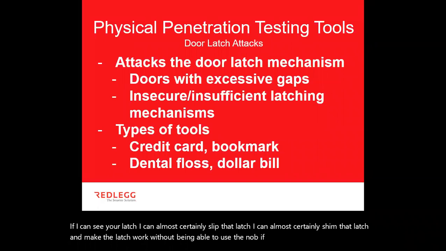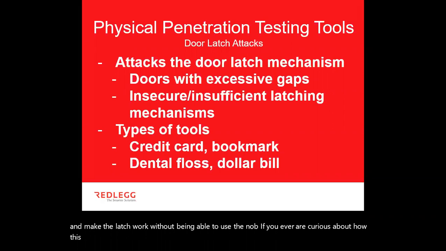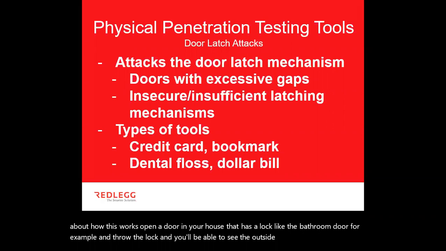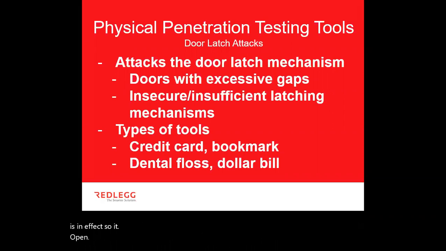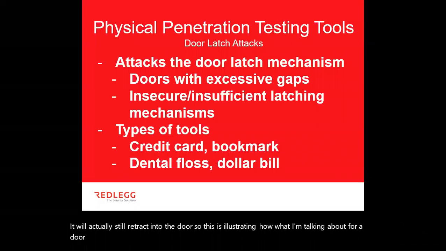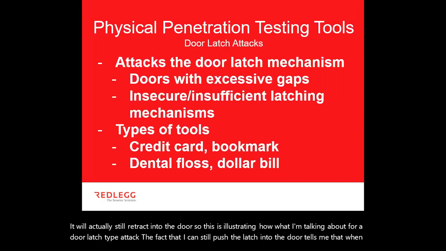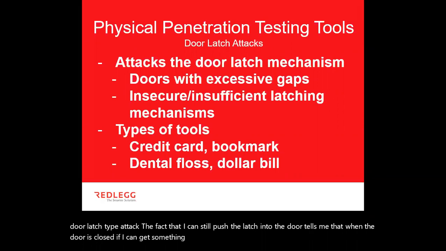If you ever are curious about how this works, open a door in your house that has a lock, like the bathroom door, for example, and throw the lock, and you'll be able to see that the outside knob will not jiggle. It won't open. The lock is in effect, so it shouldn't open. But if you push on the latch, it will actually still retract into the door. So this is illustrating what I'm talking about for a door latch type attack. The fact that I can still push the latch into the door tells me that when the door is closed, if I can get something to contact that latch, it can still disengage the latch and open the door.